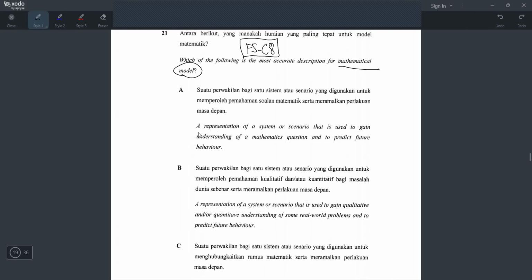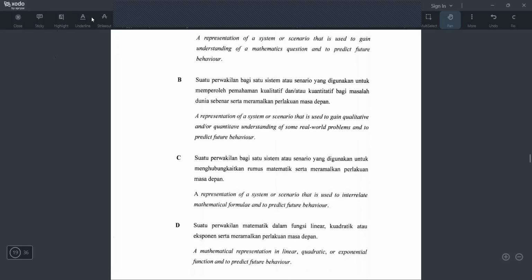A says: a representation of a system or scenario that is used to gain understanding of a mathematic question and to predict future behavior. B: a representation of a system or scenario that is used to gain qualitative and or quantitative understanding of some real-world problems and to predict future behavior. C: a representation of a system or scenario that is used to interrelate mathematical formula and to predict future behavior. D: a mathematical representation in linear, quadratic, or exponential function to predict future behavior.